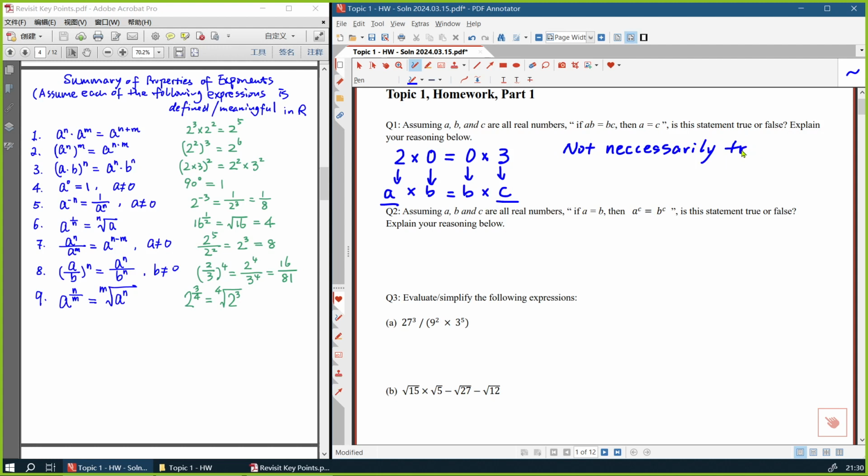Not necessarily true. Can you see that? It is true if and only if B is not 0. We can have AB equals BC indicates A equals C. Can you see that? Because we can divide both sides by the non-zero number B. So AB equals BC will give us A equals C, and this is only true when B is not 0.